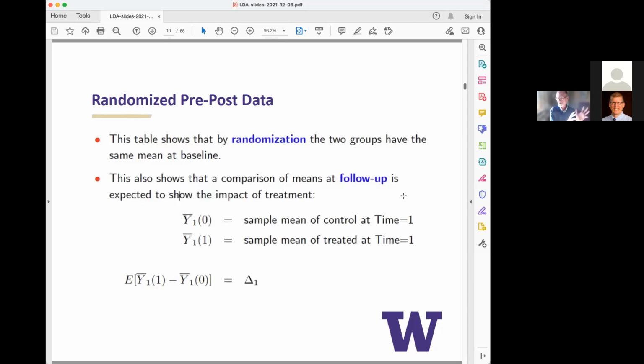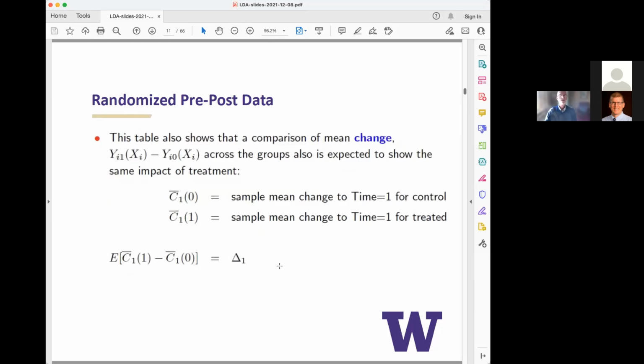The previous slide was about the parameters, the unknown parameters underlying the data. This is now about the data itself. We could say, let's just take the average at the follow-up time in the control group, and let's take the observed average in the treatment group, and we expect that statistic to capture the treatment effect defined on the previous slide, delta 1. We could do the same thing as constructing a change score, y1 minus y0, recognizing that depends on which treatment group you're in.